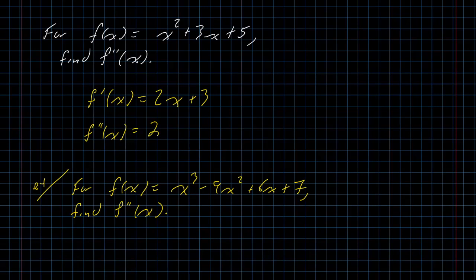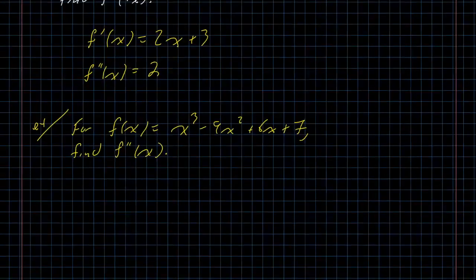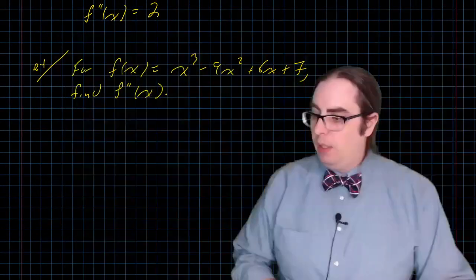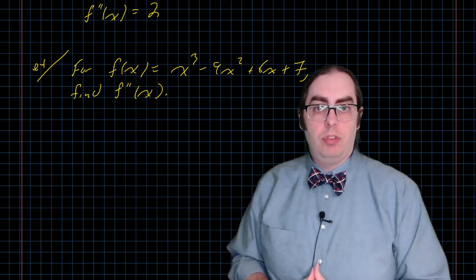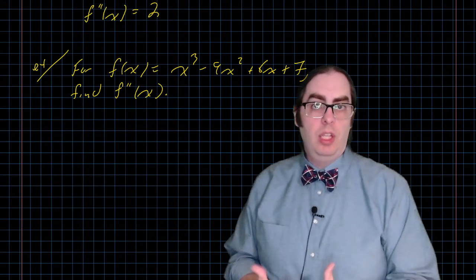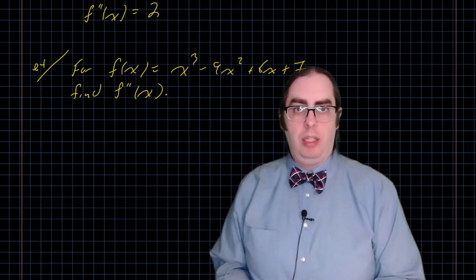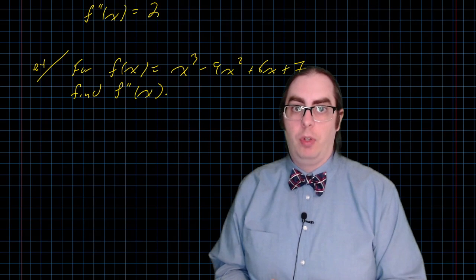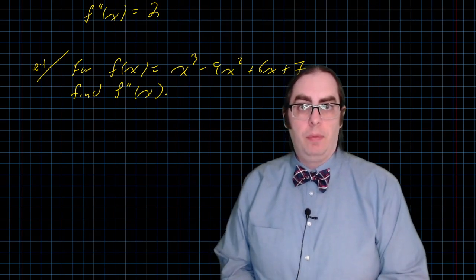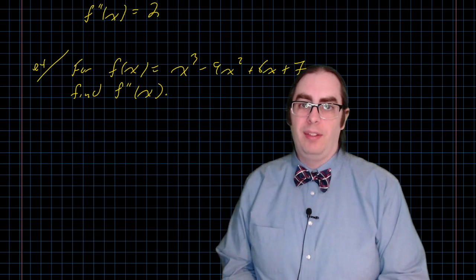All right, and that's where I would like to give you one to try on your own. For the function f of x equals x cubed minus 9x squared plus 6x plus 7, I would like you to find the second derivative, f double prime of x. All right, that's all I have for you. Take a few minutes, see what you can do with this one. Hopefully you find this process of using the power rule to take derivatives fairly straightforward. See what you can do on this problem, and I'll see you in the next video.